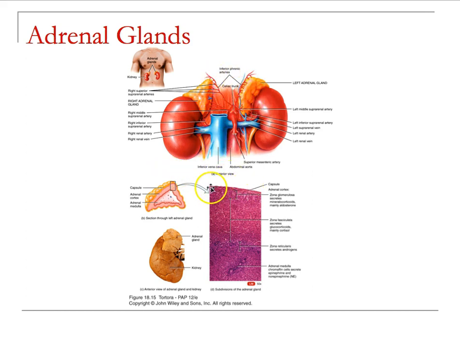And you can see there's a capsule that sits around it, and you have the cortex, which is made of 3 parts: zona glomerulosa, zona fasciculata, and zona reticularis, G, F, and R. The major product of the glomerulosa are mineralocorticoids, and the major hormone that we want to concern ourselves with is aldosterone. We have glucocorticoids, mainly cortisol, from the fasciculata, and the reticularis makes androgens.